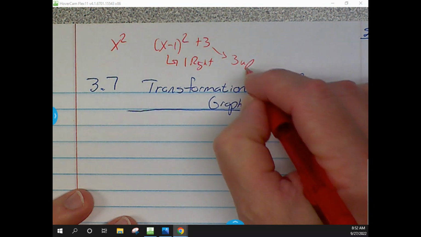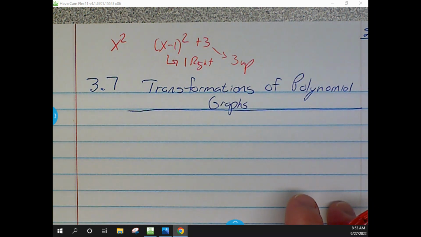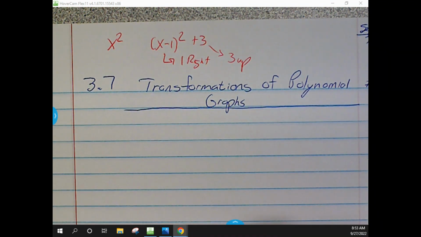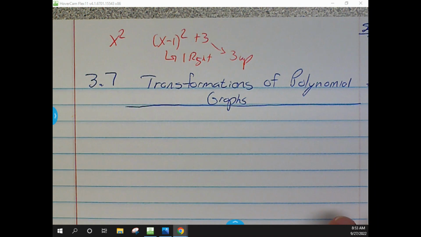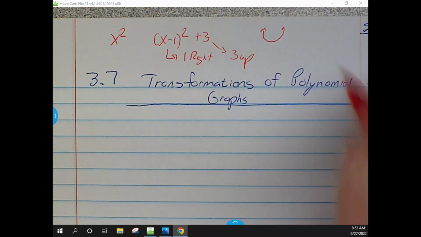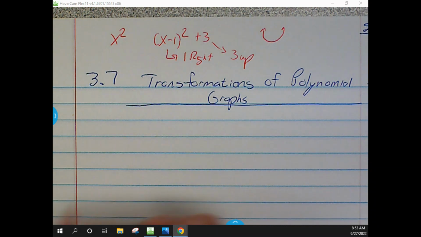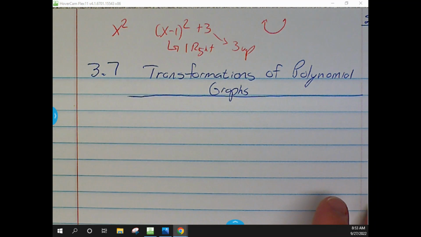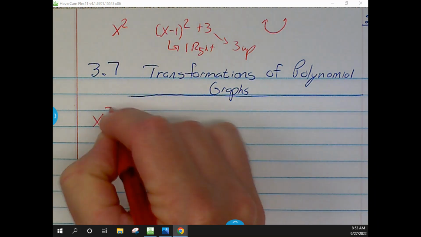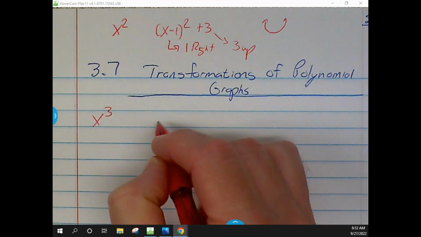Okay. With polynomials, it works the exact same way. Doesn't matter what it is. Now, the only thing that's going to be different is the basic shape of it. That we know if we do x squared, it's a parabola, right? So when we're talking about polynomials, we'll do x to the third and x to the fourth, because after that, they're all just slight variations of those. So when we talk about x to the third, your basic shape of x to the third is going to be this.